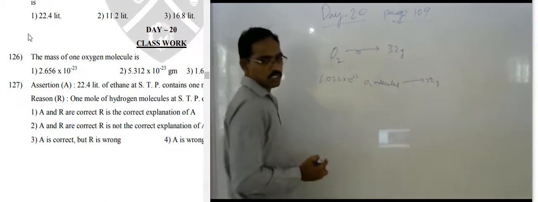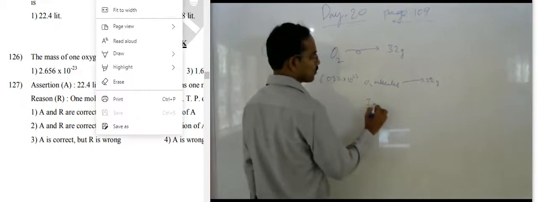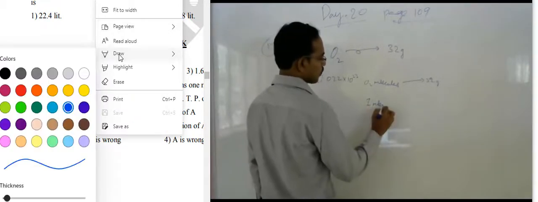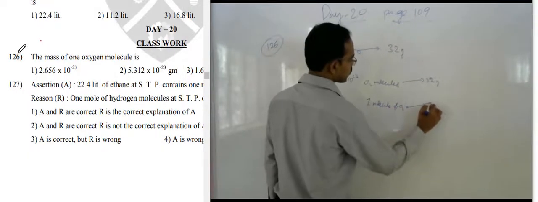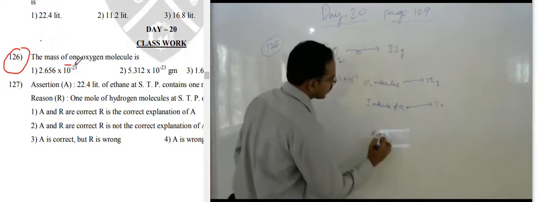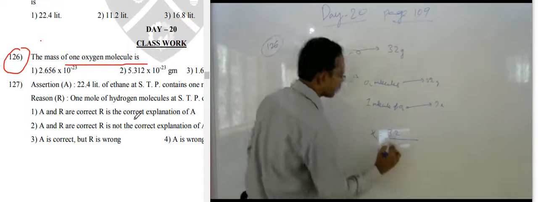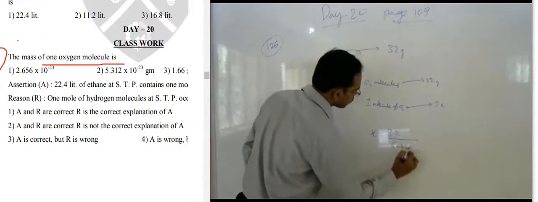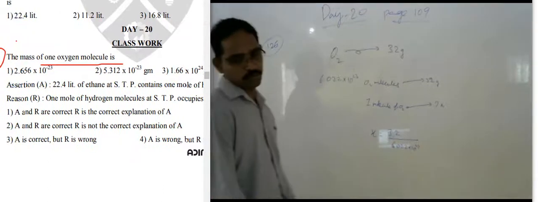But the question is asking one molecule mass, how much? Cross multiplication. One molecule of oxygen equal to, we don't know, take it as x. x equals 32 upon Avogadro number, 6.022 into 10 power 23. Yes, this divide and multiplication you can do.